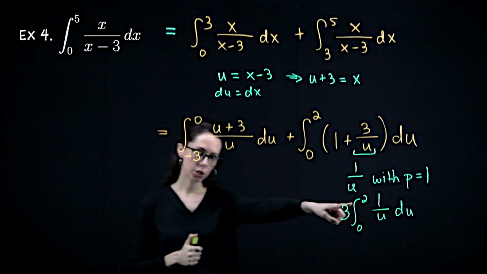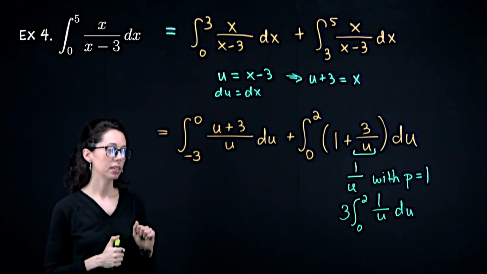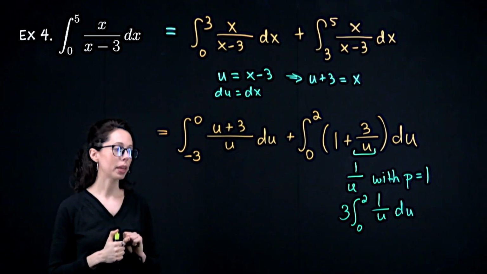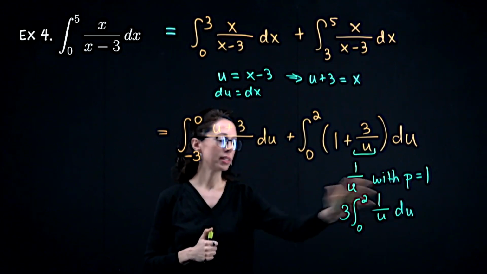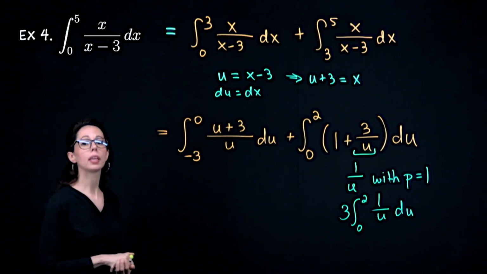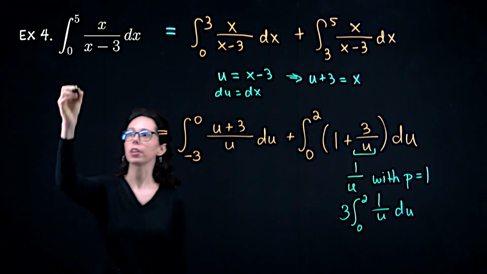The upper bound is 2, but the upper bound was not what caused these situations to diverge when p equals 1. It was the behavior at 0. So this is going to diverge because it's of the form p equals 1. So overall, this integral diverges.